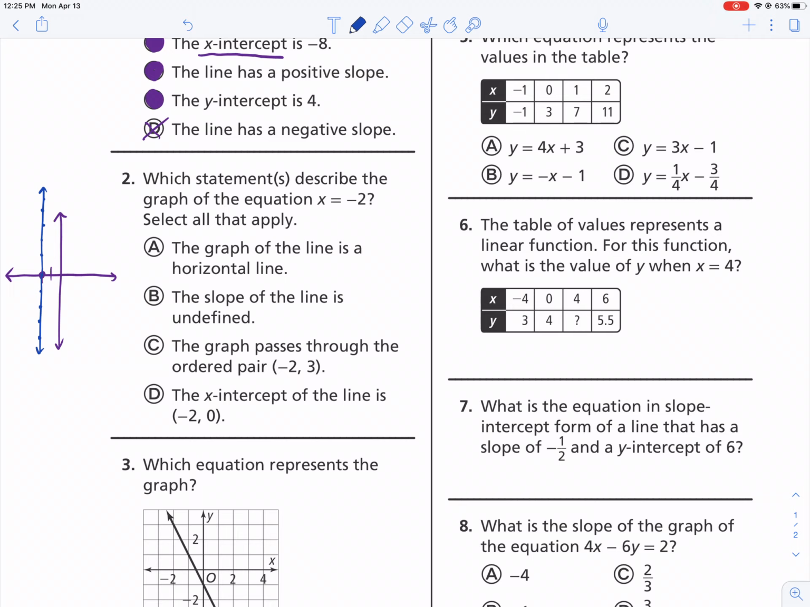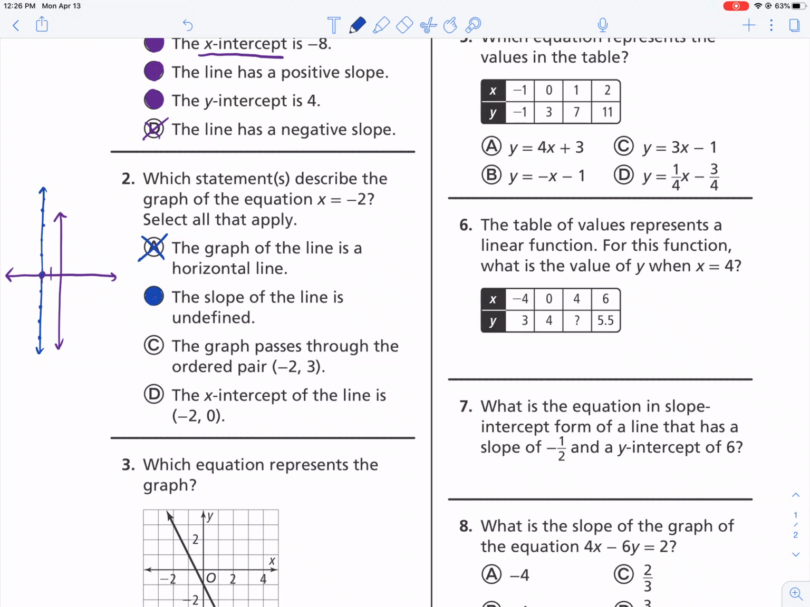Okay, so if we recall, now we're going to go through again, select all that apply. The graph of this line is a horizontal line. So we've gone through a couple of them, but this is not a horizontal line. Okay, the slope of this line is undefined, so think about running. We can't run up and down like that. So that is our example we have of undefined.